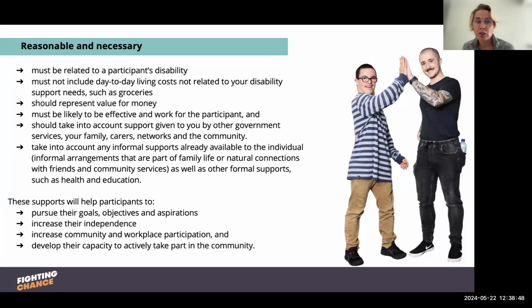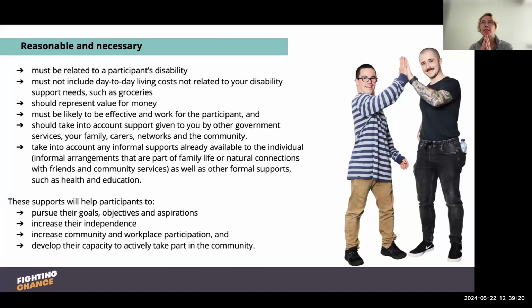It must not include day-to-day living costs that are not related to your disability support needs, such as groceries, rent, bills, TVs, trampolines, things like that. It should represent value for money. What they mean by value for money is that out of all of the options, it should be the most cost effective. So it doesn't necessarily mean the cheapest, but the most cost effective for what you're using it for.